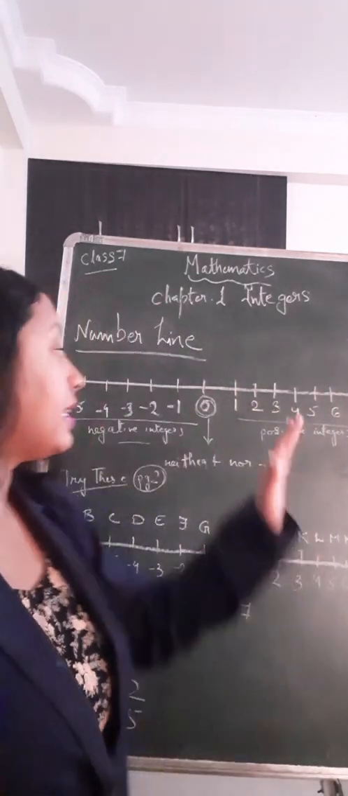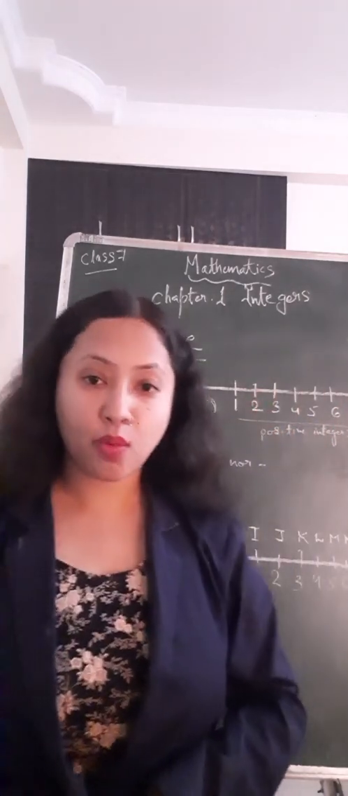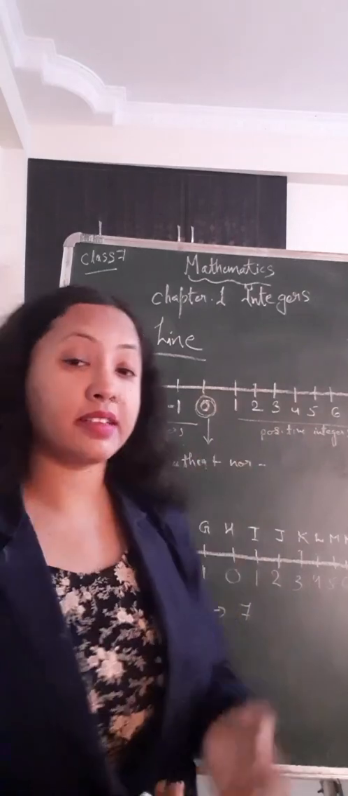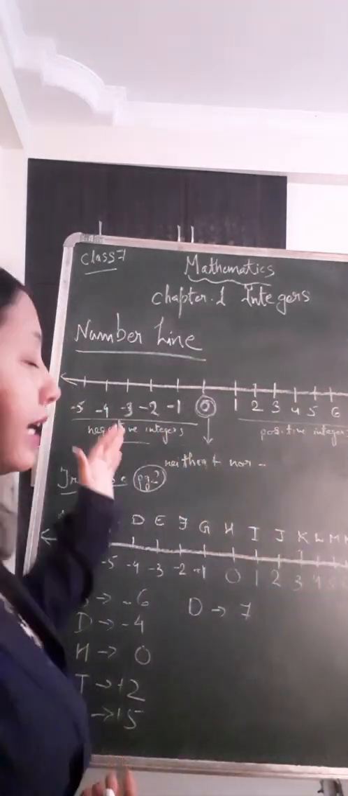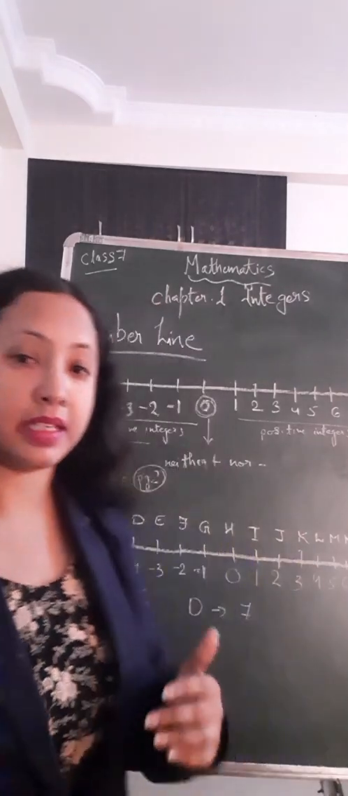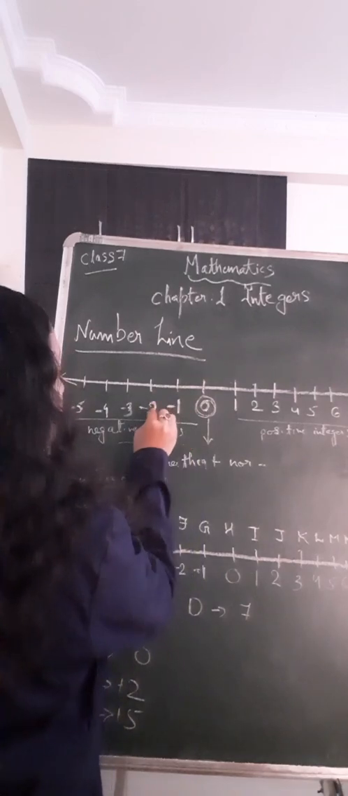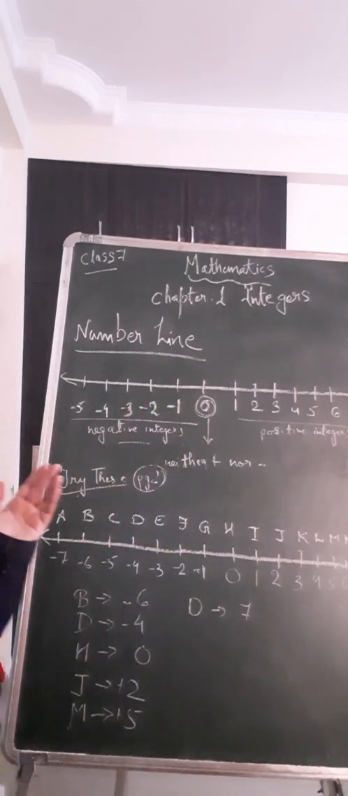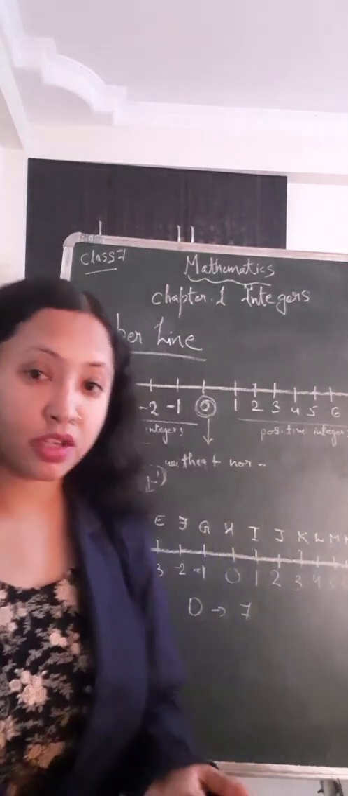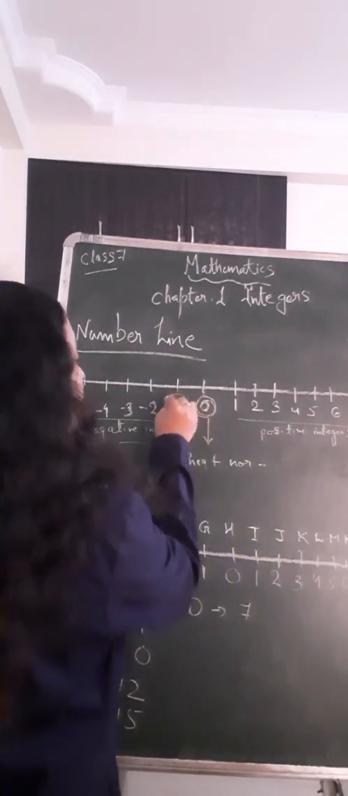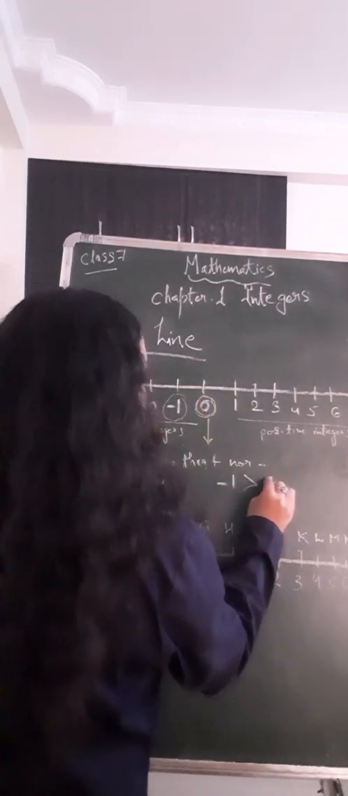Now children, for the positive integers, 2 is greater than 1, isn't it? Then 3 is greater than 2, 4 is greater than 3, isn't it? But for the negative integers, children, it is just the opposite. That means if I am supposed to compare -1 and -2, which will be greater, children? My greater value will be -1. -1 will be greater than -2.